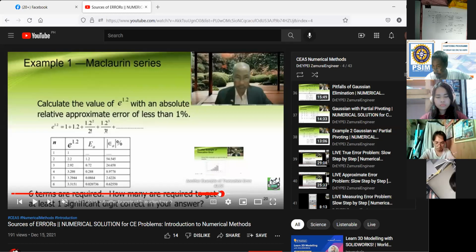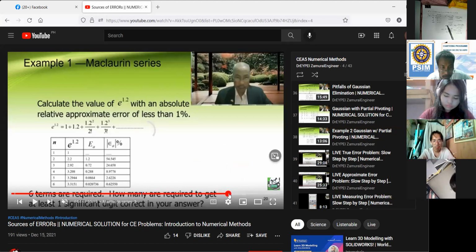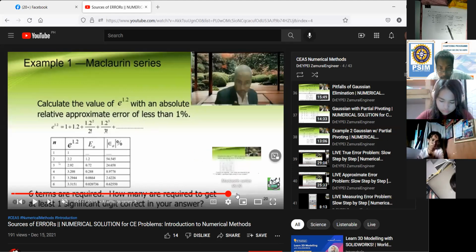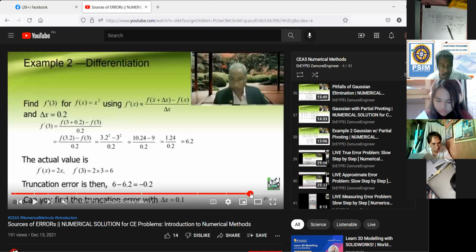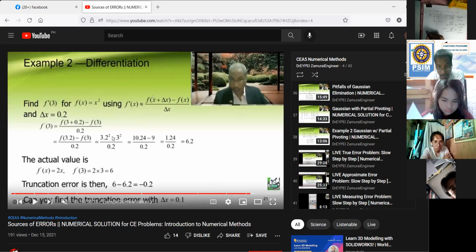Okay. So there are several examples. 1, 2, 3, 4. So there are 4 examples, just to show you this. So let us proceed to the next one. Example 2, differentiation. Find the slope at x equal to 3 for f(x) equal to x squared. It's very easy. How to do it? Please look at my computation.